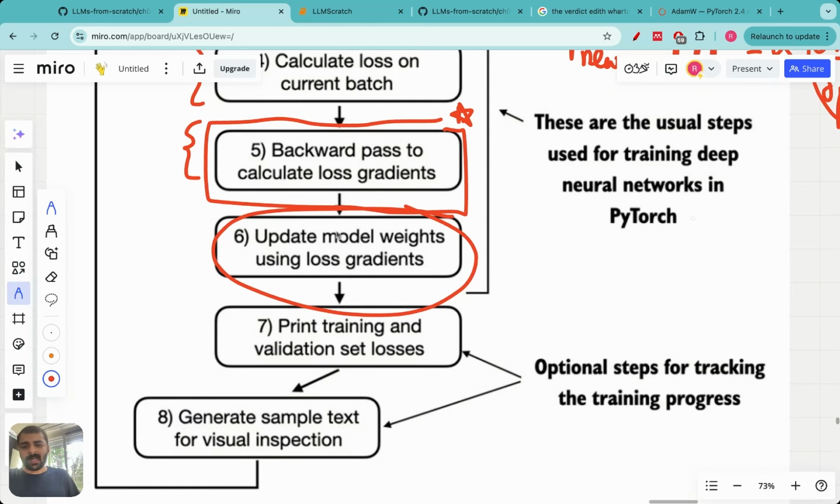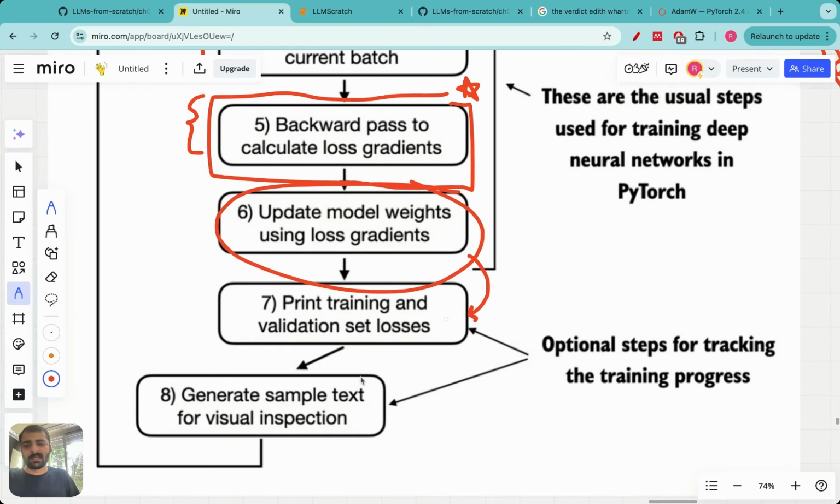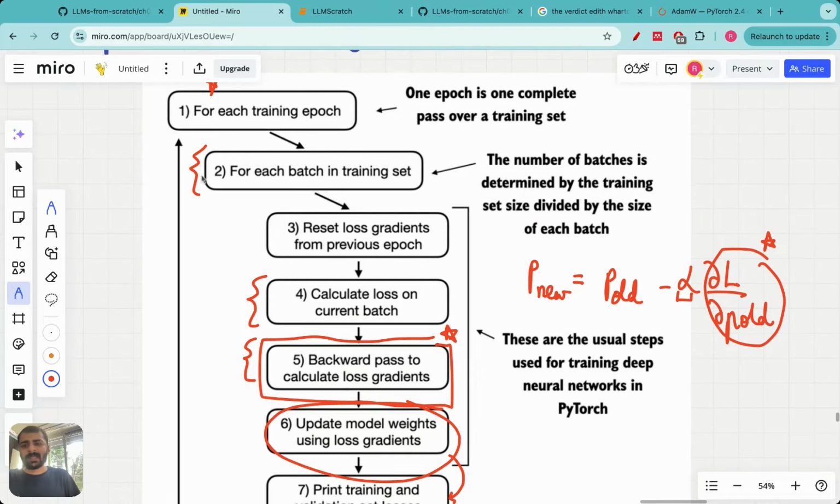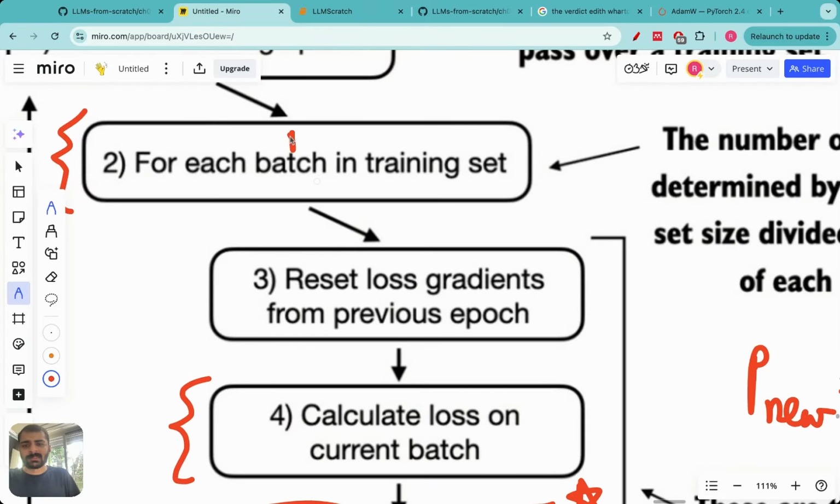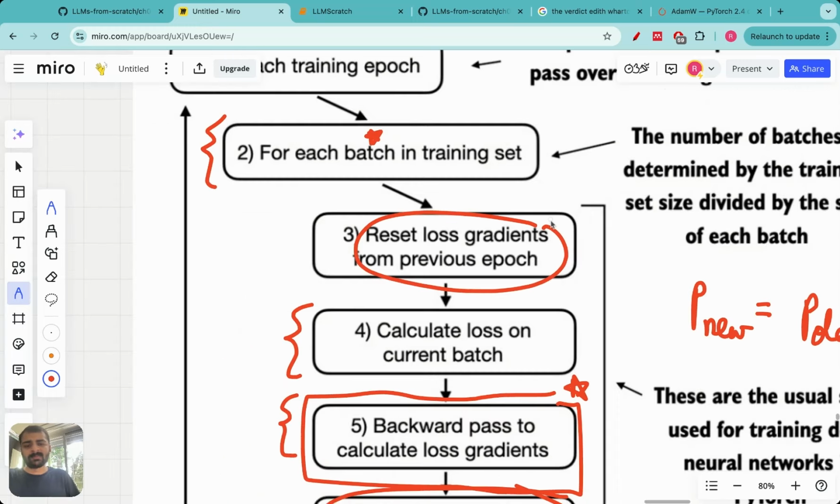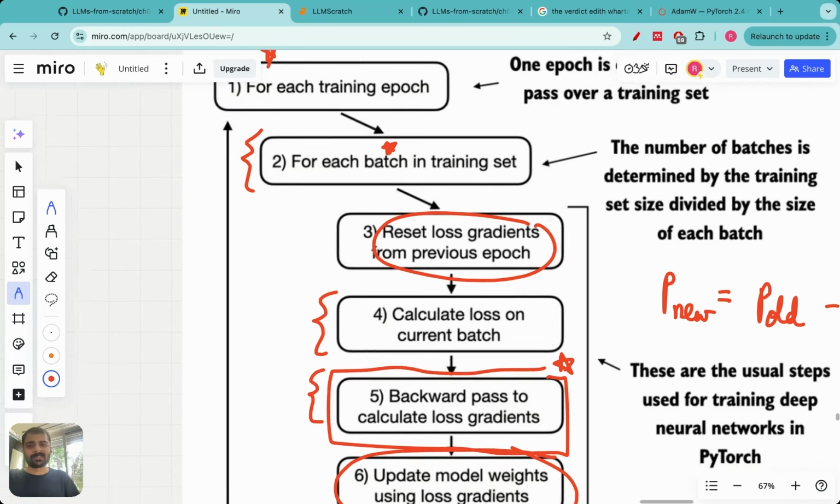Then after we update the parameters, we are going to print the training and validation losses. We are going to see what the LLM output is, just for visual inspection. And then we are going to go to the next batch. When we go to the next batch, we are going to reset the loss gradients from the previous batch to zero, and then do the same process all over again for all the batches.